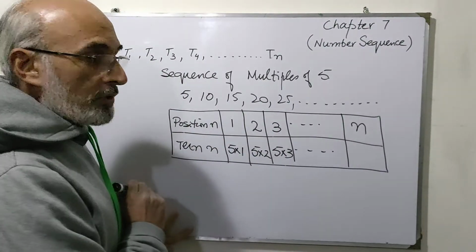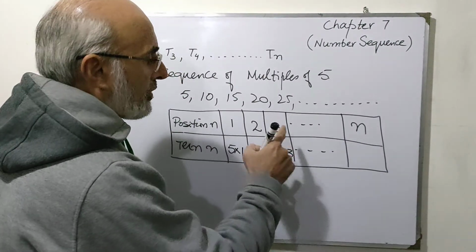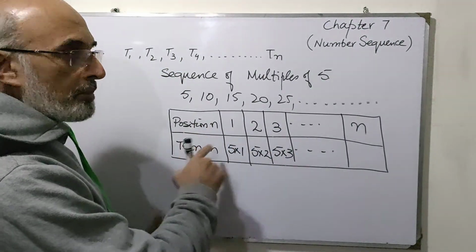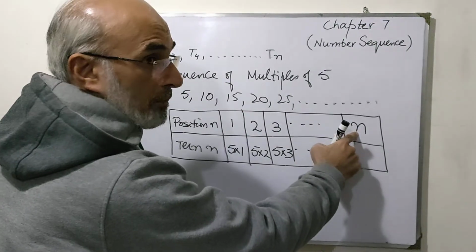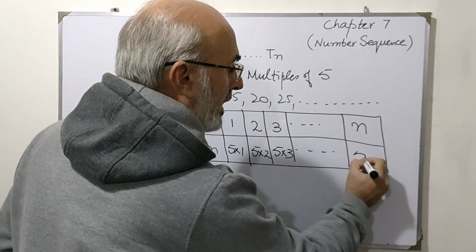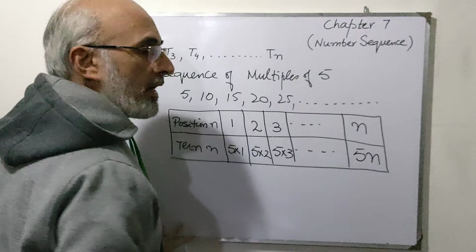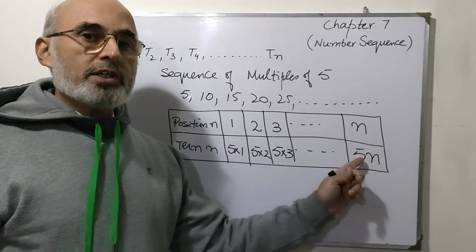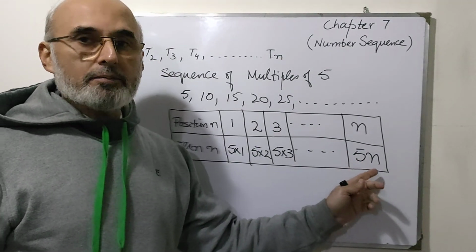So what am I going to do there? I am multiplying 5 with the term numbers. So the term number is n. So what am I going to do? Multiplying with n, 5n. So this is my formula, general term. This is the nth term.